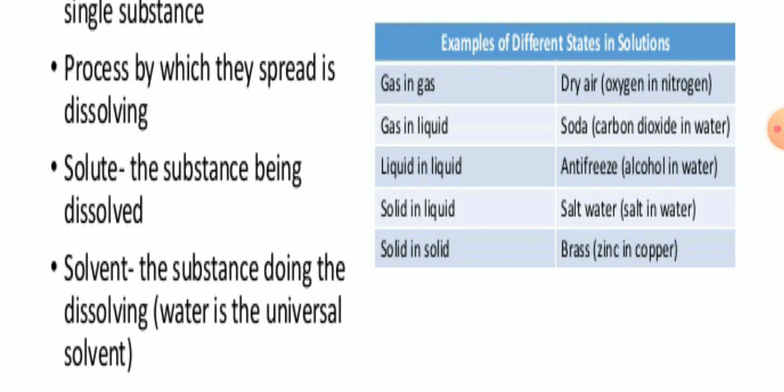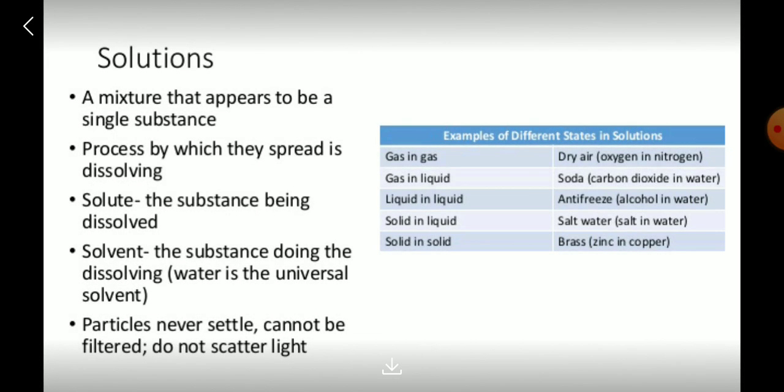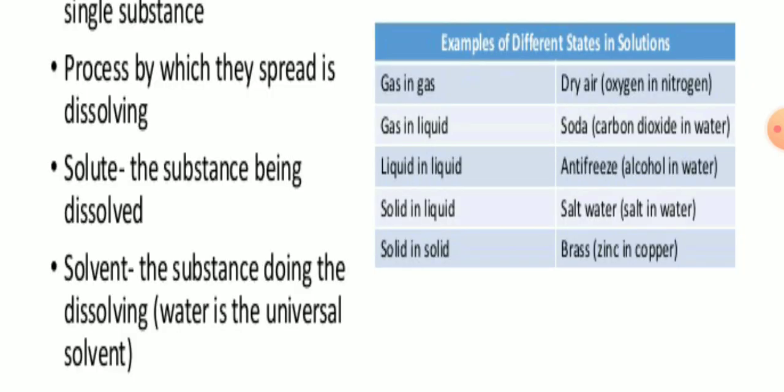Solid in liquid, the example is salt water. Here salt is the solute and water is the solvent. And solid in solid solution is brass, that is an alloy. In brass, it is zinc in copper. Here zinc metal is the solute and copper metal is the solvent.